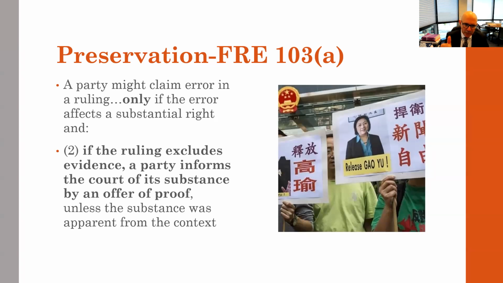First of all, under Federal Rule of Evidence 103(a)(2), if the ruling excludes evidence, the party informs the court of its substance by an offer of proof. So if evidence is being excluded, you have to inform the court of its substance by an offer of proof. And hopefully you can do that and insist on doing that outside of the presence of the jury. But certainly you need to make that proffer, and you have to make that proffer clearly on the record. Otherwise, you may have a problem on appeal.